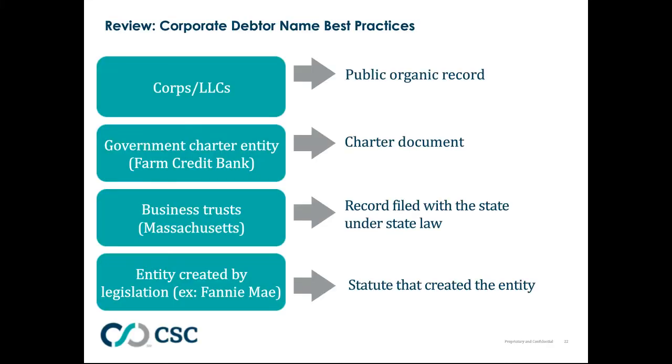So for corporate names, the best practice is check the public organic record. And like I mentioned earlier, for your corporations and LLCs, that is their formation document. If you're working with some entity types that are a little rare, like government charter entities, you're going to check the name that's listed in their charter document. If you have a business trust, like those commonly found in Massachusetts, you're going to look for the name that's in the record filed with the state under state law. And if you have an entity like a Fannie Mae or a Freddie Mac that was created by legislation, you would look at the name that's in the statute that created the entity.